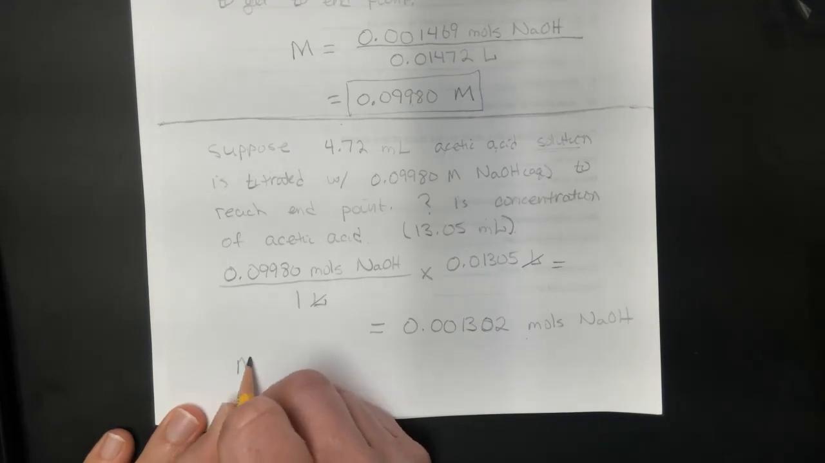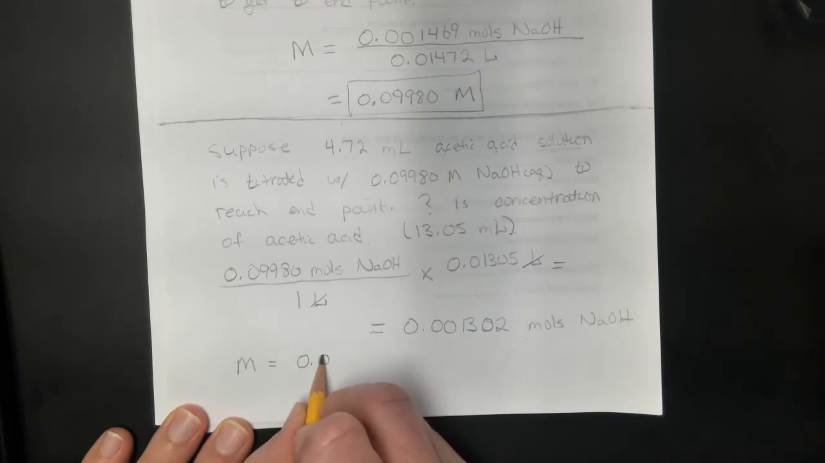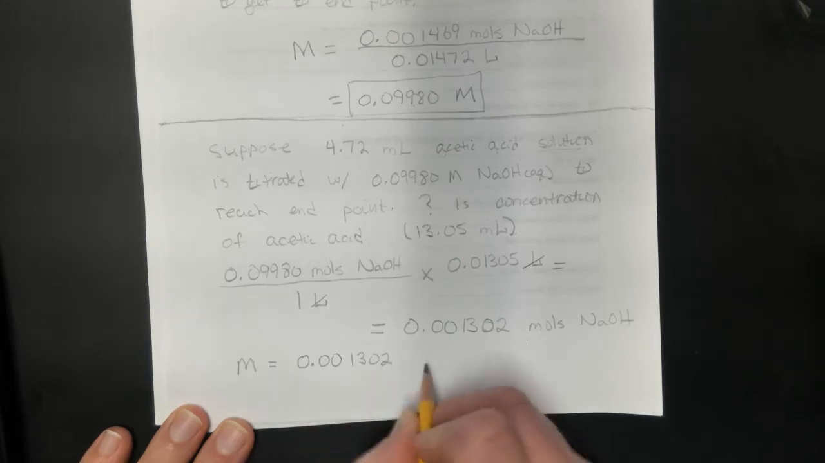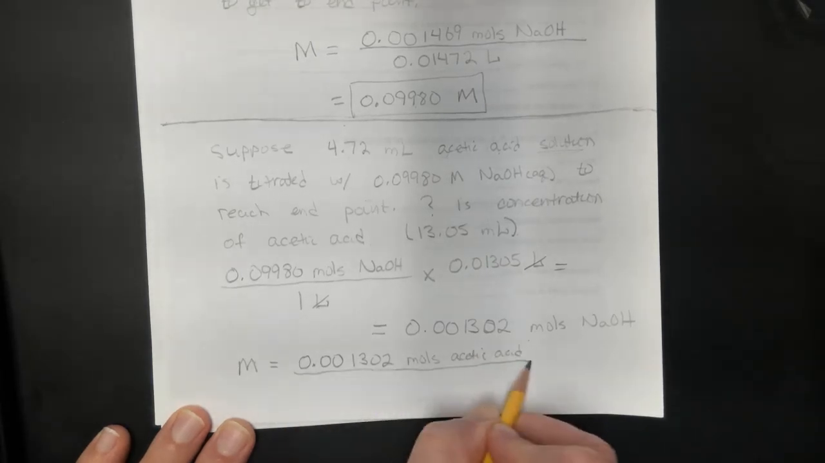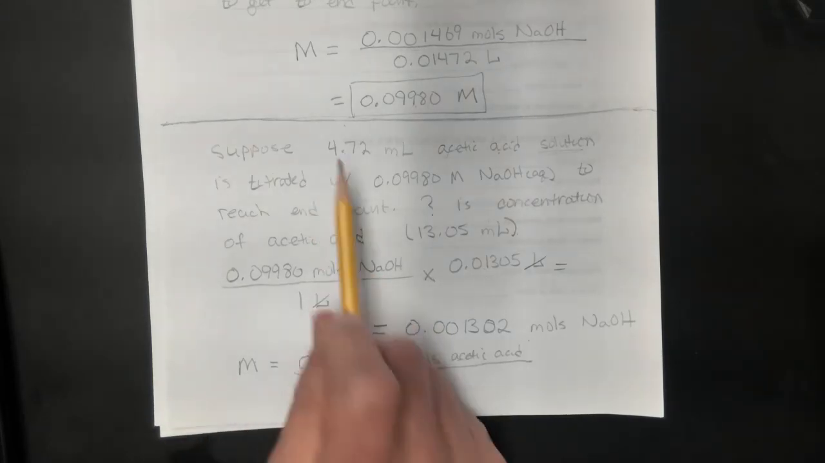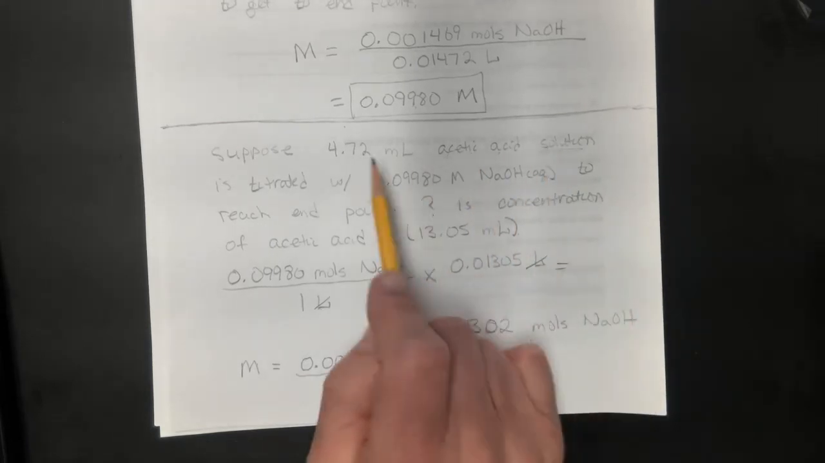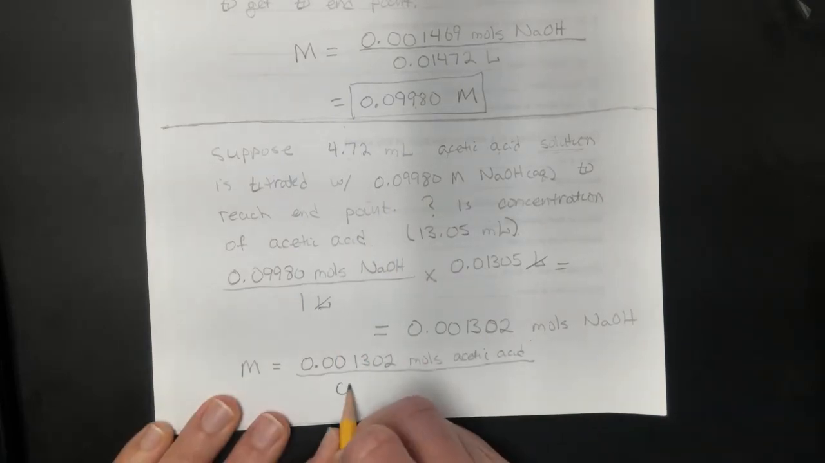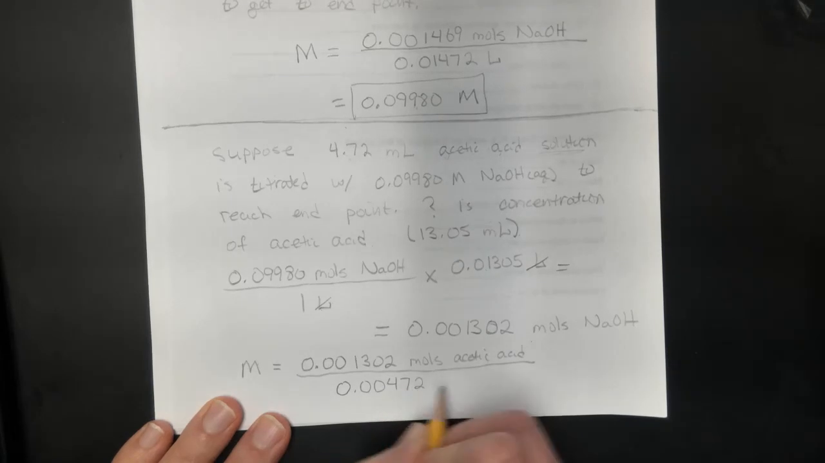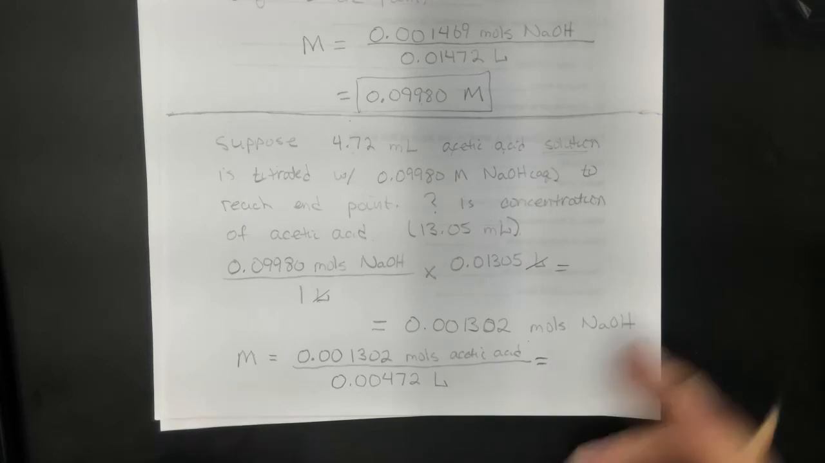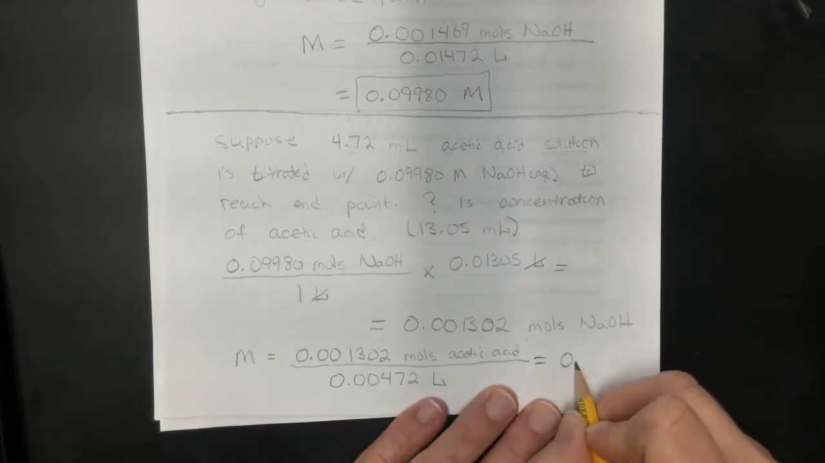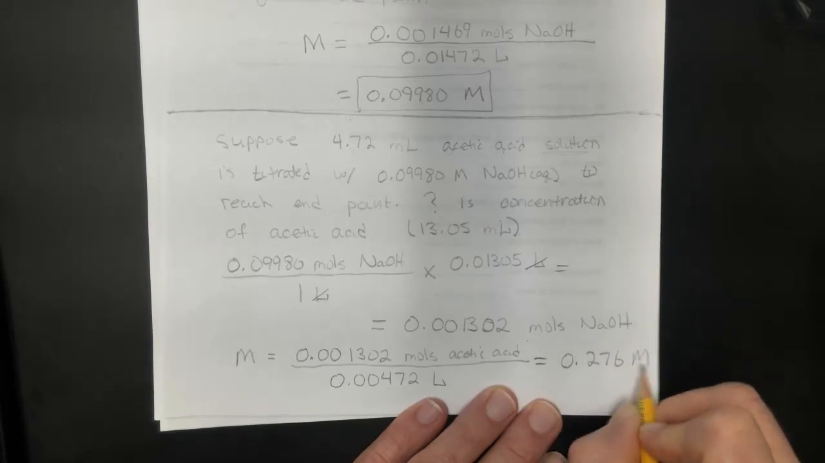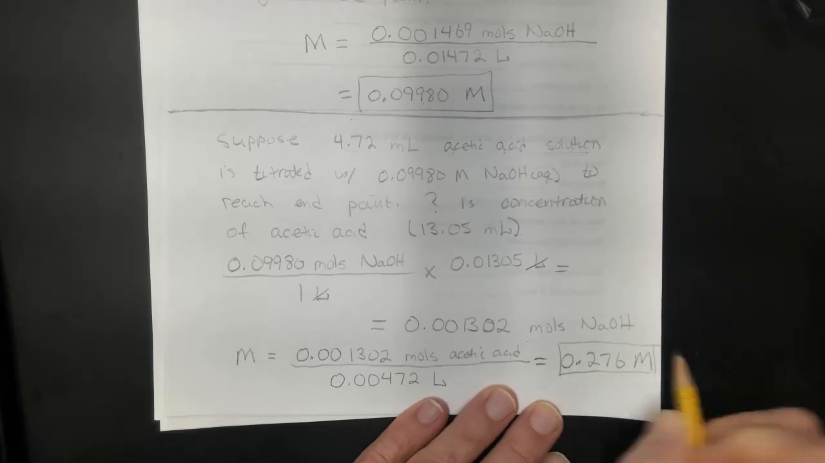So the concentration of acetic acid will equal 0.001302 moles of acetic acid. And it was contained in this volume, right? We want to know the acetic acid concentration of this solution, and there are 4.72 milliliters in that solution. So you do that calculation. 0.276 molar. All right. So now we've determined our concentration of our acetic acid.